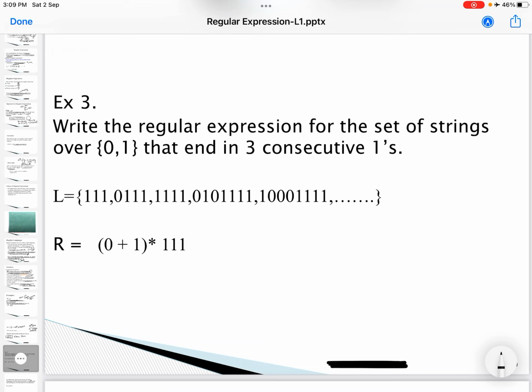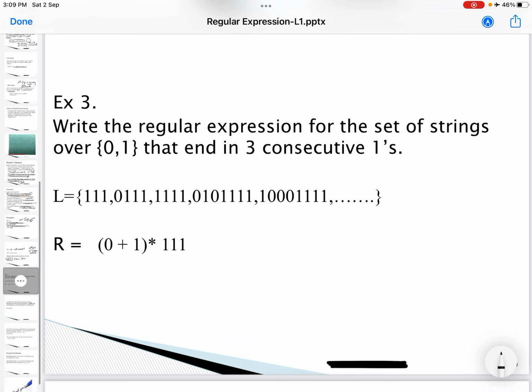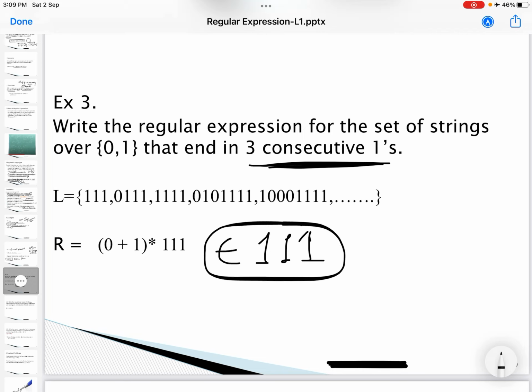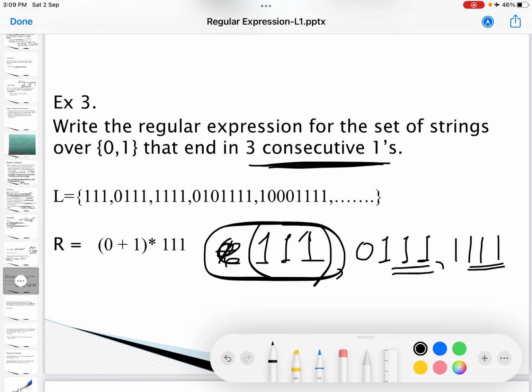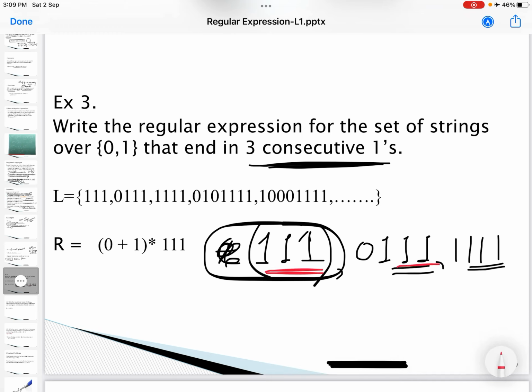Write a regular expression for a set of strings over 0, 1 that end with 3 consecutive ones. So the language will have 1, 1, 1. Here it cannot be epsilon, so we only write 1, 1, 1. Then you can have 0, 1, 1, 1. You can have 1, 1, 1, 1. In the end, we need 3 ones. We can also write 0, 1, 0, 1, 1, 1. In the end, you have 3 ones.